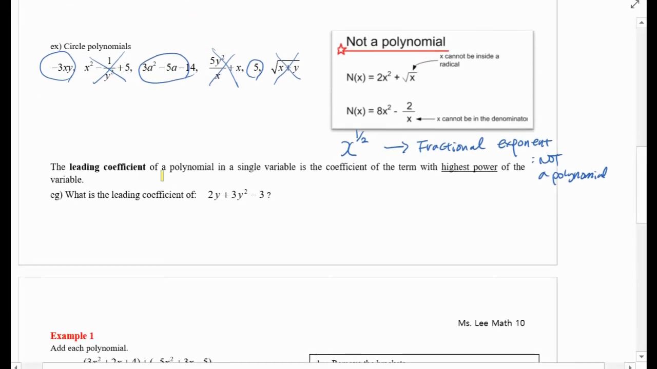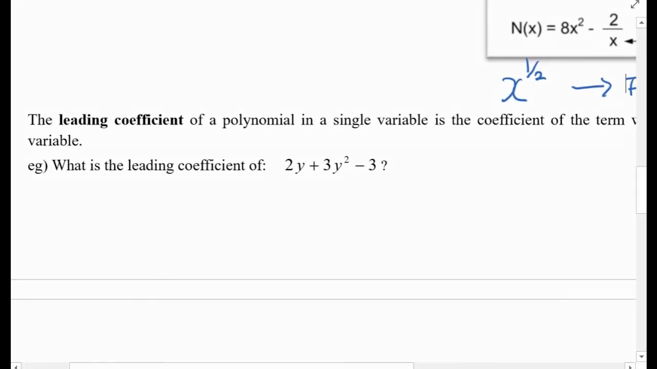Okay, the leading coefficient of a polynomial in a single variable is the coefficient of the term with the highest power. So here, to find the leading coefficient, you should be able to find the highest power. Highest power means largest exponent. 2 is the largest exponent. So look at this term. What's the coefficient of this term? Positive 3. So this is the leading coefficient.